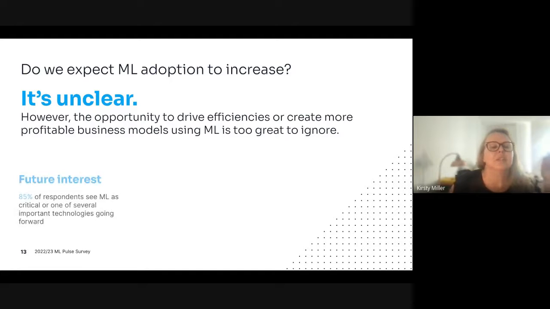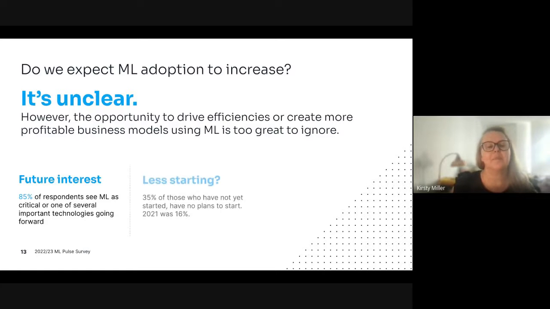However, again, we have this really strong signal through the future interest. But one of the things I would say is that fewer people who have not started are saying that they are going to start in the next 1 to 2 years. So it's a bit unclear, but it remains to be seen.